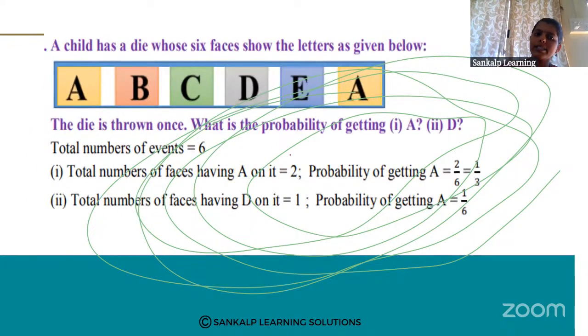Next, a child has a die whose 6 faces show the letters as given below. The die is thrown once. What is the probability of getting A, D?